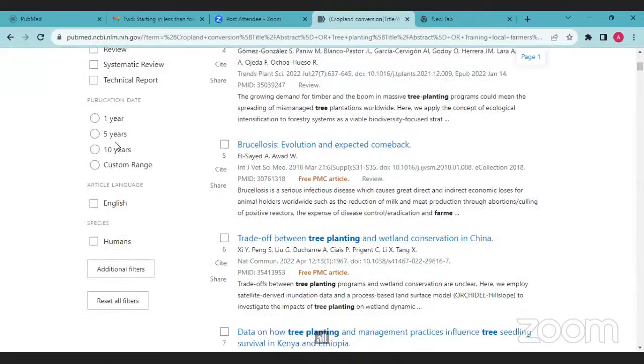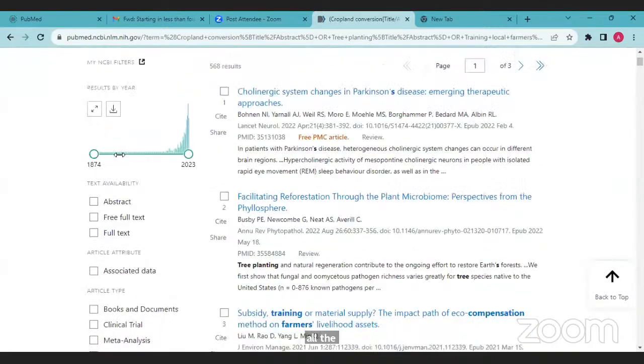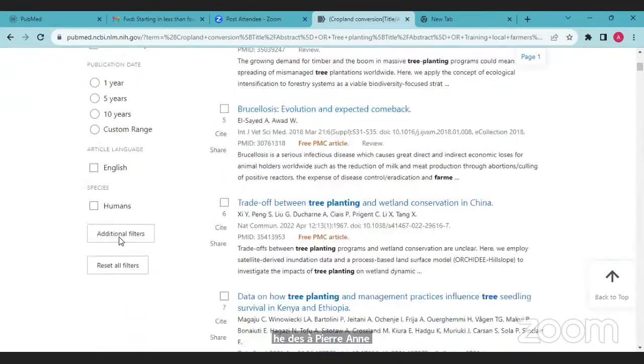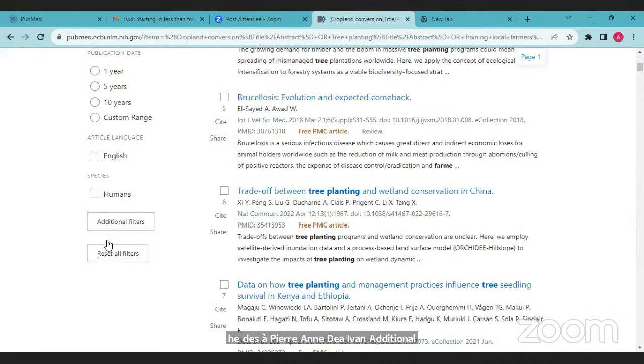And then the publication dates are also here. You can customize, or you can use this graph up here. And there are even additional languages. You can say, I want only those studies in English language. What would that mean if we say, I'm going to do only studies in English language?